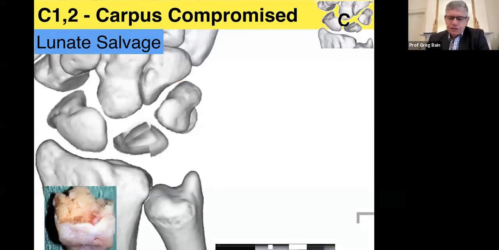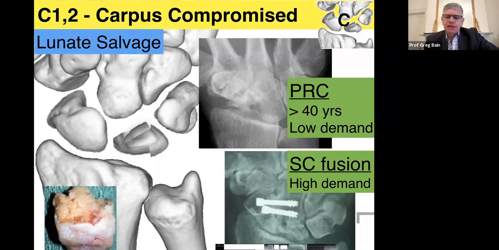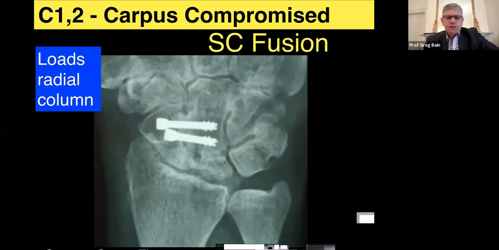So when the carpus is compromised, the scaphoid often goes into flexion, and we get considerable necrosis and collapse of the lunate. There's a number of procedures that are commonly performed. Proximal row carpectomy, we know, is a good procedure for the younger patient, and a good procedure for the older patient who is low demand. And we know the scaphocapitate fusion is a procedure that's probably better for the younger patient who's a little bit higher demand. So I just want to talk briefly about scaphocapitate fusions.